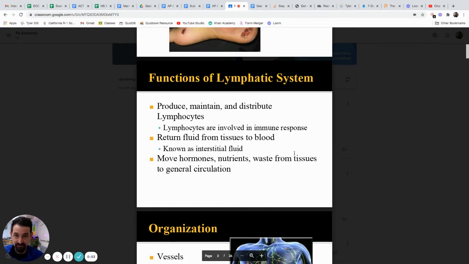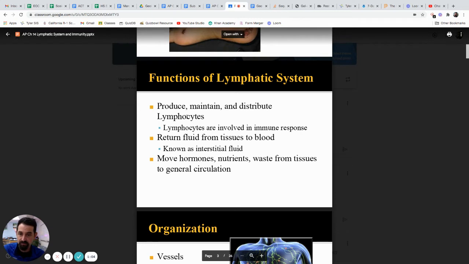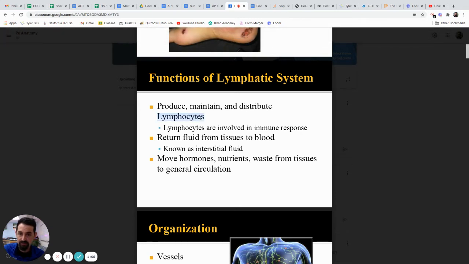The lymphatic system doesn't just do that. It does some other things. However, one of the primary functions is to produce, maintain, and distribute lymphocytes. As you remember, that word part "site" means cell, so lymphocytes are lymphatic cells. Lymphocytes are what are involved in your immune response.